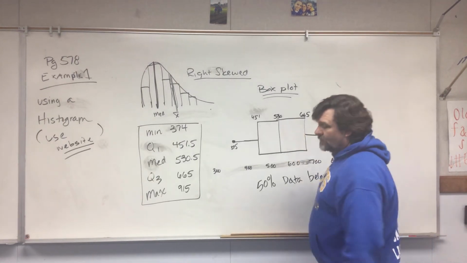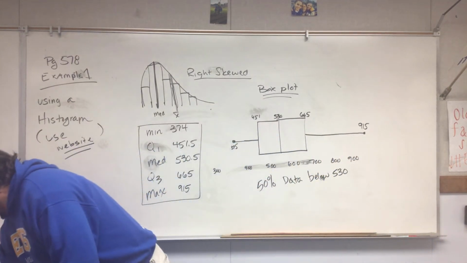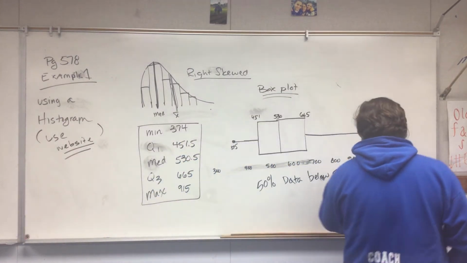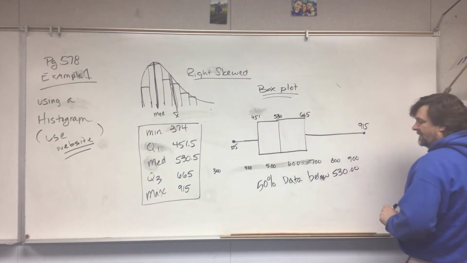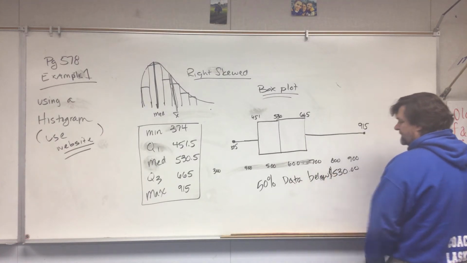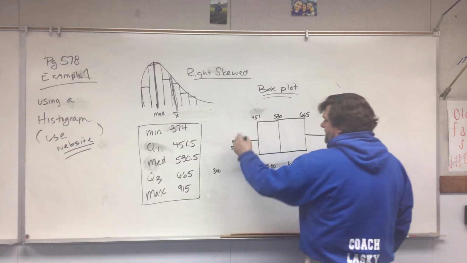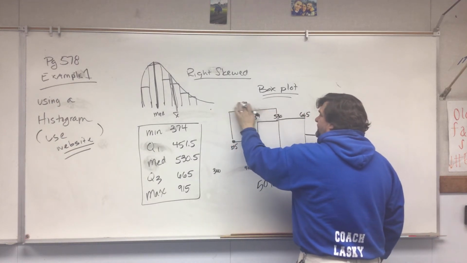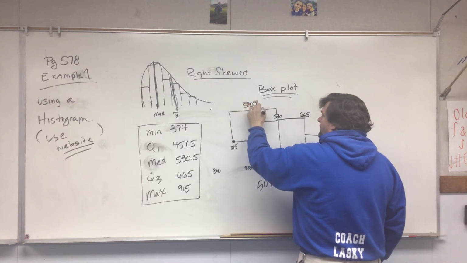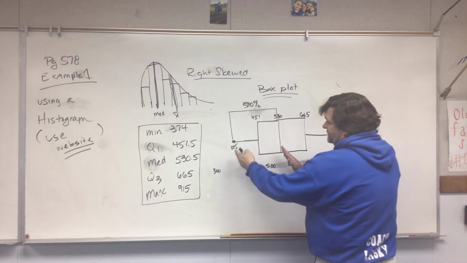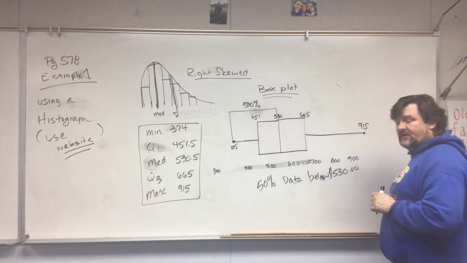And I don't remember what this is talking about, 530 computer or product. $530. 50% is below $530. Okay, so that means between 375 and 530, there's 50% of the data. In other words, 50% of the computers have a price between 375 and 530.